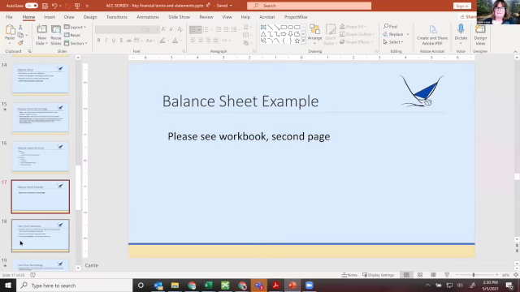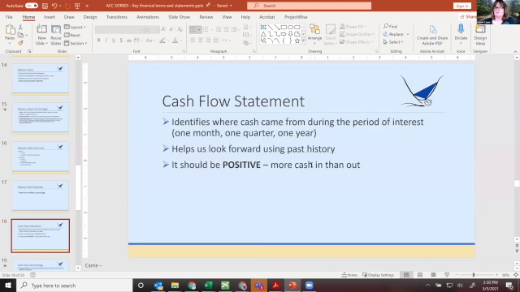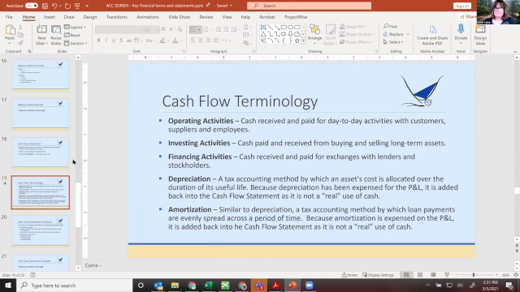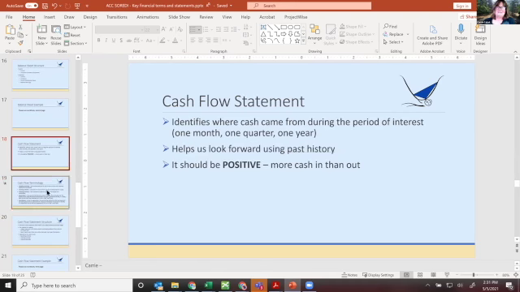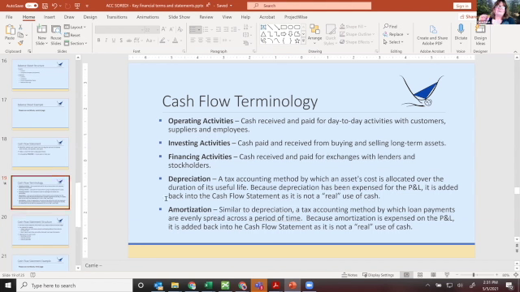The last statement that we'll talk about is the cash flow statement. And this identifies where the cash came from during the period of interest. You can run this for a month, a quarter, a year. And the key thing is we want to use our past data to help us determine our forward picture. We want to make sure we have enough cash to pay our bills today, but also to plan for the next future period. A key thing to the cash flow statement is it should be positive, meaning it should be a positive number.